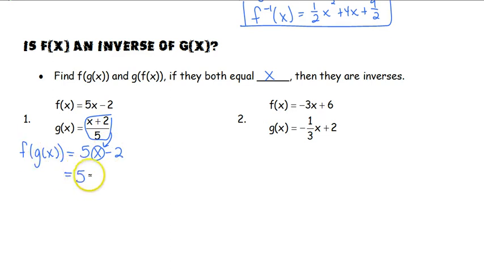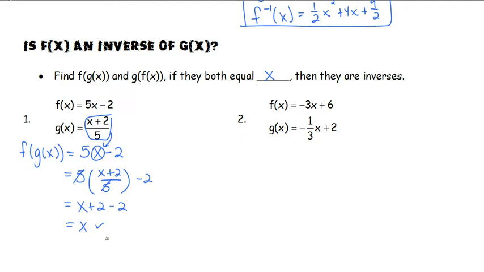So this is 5. Every time we substitute, we use those parentheses. So we replace the x with x plus 2 over 5 minus 2. That 5 and that 5 cancel, leaving us with x plus 2 minus 2. 2 minus 2, we've got x. So we've got the first step, f of g of x is equaling x.